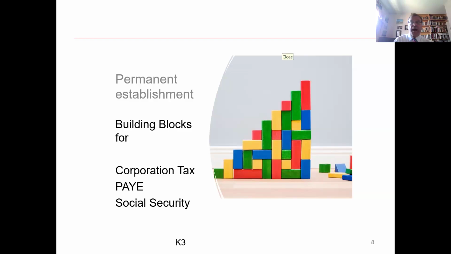What we would look at there is the permanent establishment is the building blocks for corporation tax liabilities, first of all, but also could affect your pay-as-you-earn and social security position, because once you have a place of business in another country, you end up potentially with not only a corporate tax liability, but also potentially a social security liability, as well as tax withholding on wages and salaries. Let's look at this principle a bit more.